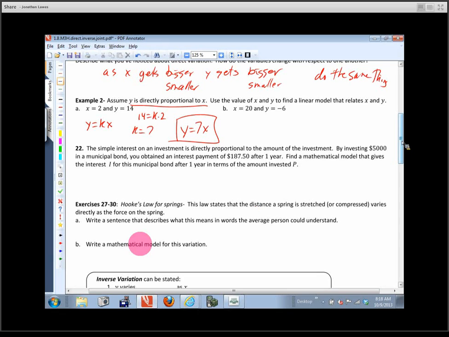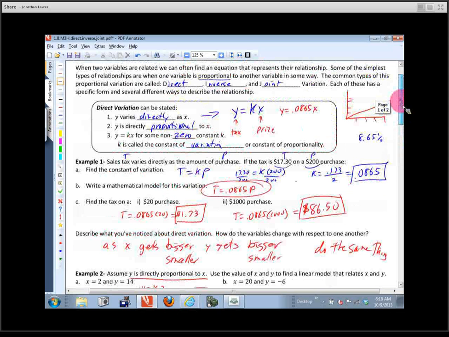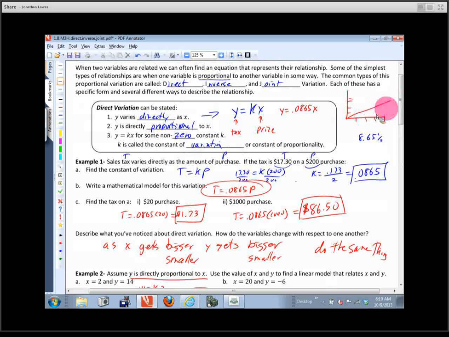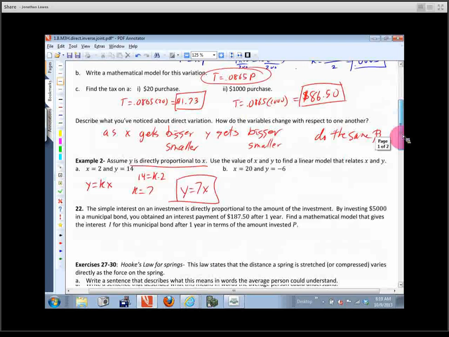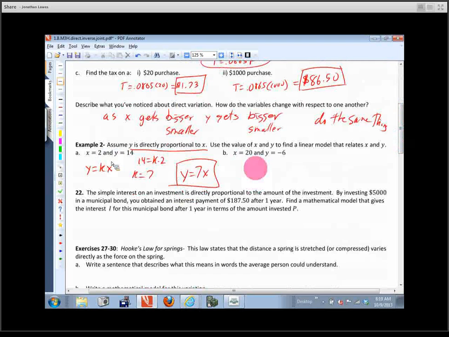Just for the heck of it, that's a drastically different constant of variation. But if I were to graph that, if this is a slope of 0.0865, a slope of 7 would be much, much steeper. It would grow faster, but they would still do the same thing. They would get bigger and smaller together. Okay, let's take a look at this one right here.